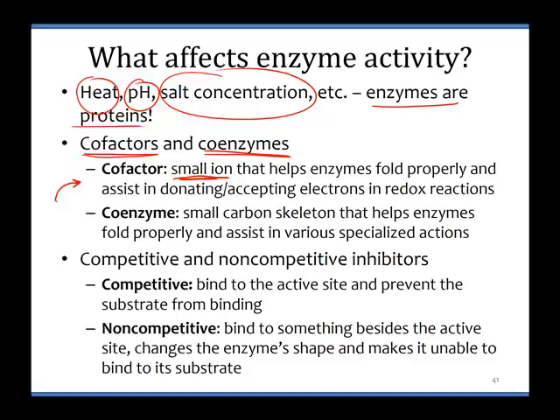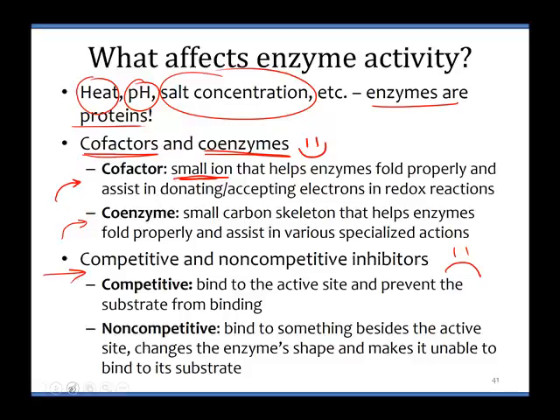Coenzymes do the same thing. They help enzymes fold properly. They also will assist in redox reactions and certain other things too. We're not going to get beyond this and what those certain other things are. So cofactors and coenzymes help enzymes work properly. They are good. Competitive and non-competitive inhibitors, on the other hand, are things that slow enzymes down or stop them.